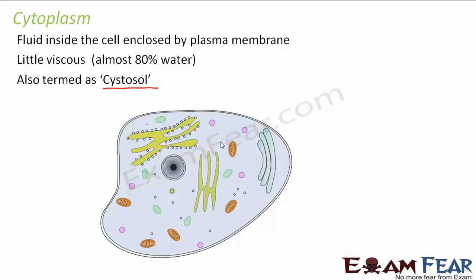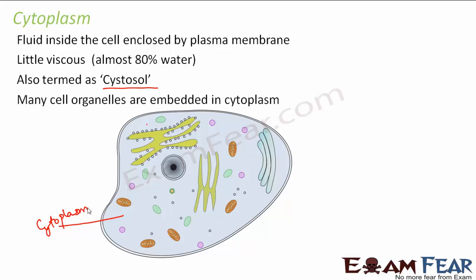So when I say where is the cytoplasm, this entire fluid, this sky blue colored thing, is the cytoplasm. Many cell organelles are embedded in cytoplasm. You can see it clearly from this picture. So the fluid is present everywhere inside the cell, and all other cell organelles are embedded in this fluid. Even the nucleus is embedded in the cytoplasm. Whether it is the nucleus or any other cell organelle, everything is embedded in cytoplasm. So cytoplasm provides a platform so that other cell organelles can stay over it.